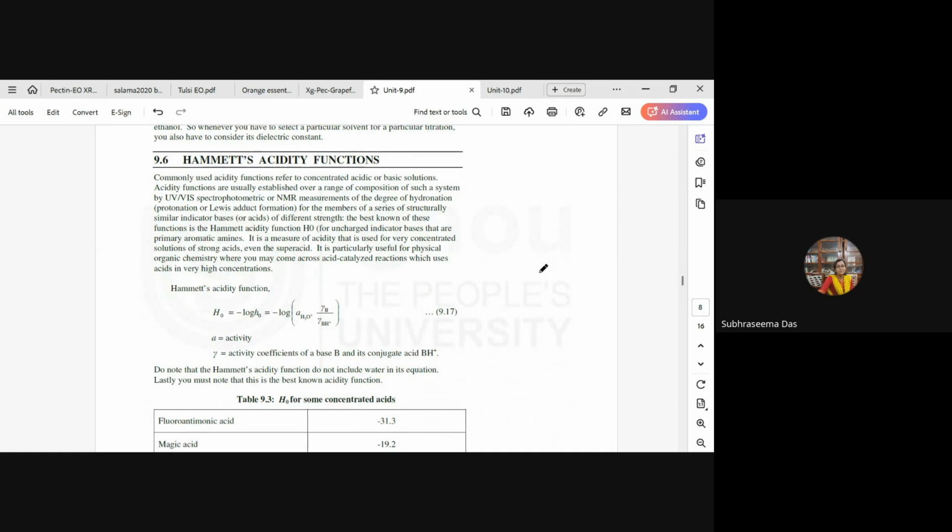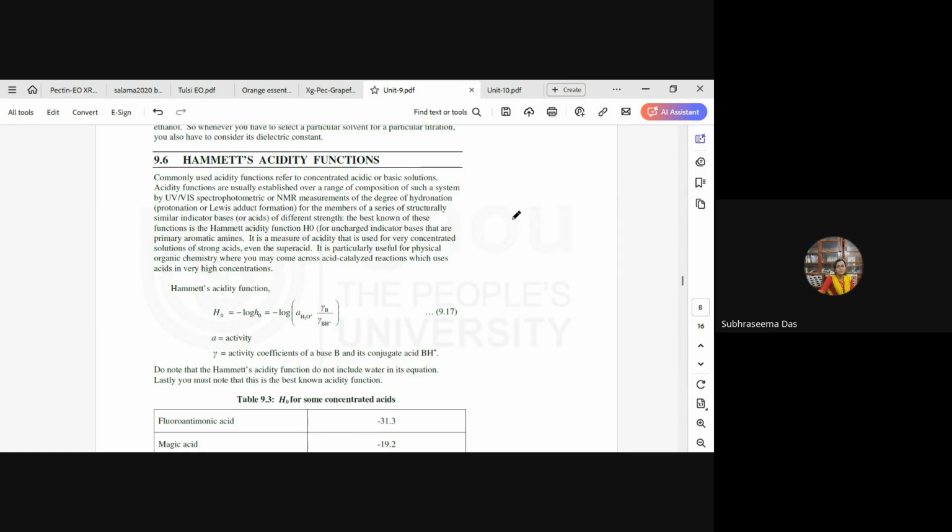Now coming to Hammett's acidity functions. Whenever we use acidity functions, we indicate whether they are concentrated acid or basic functions. Acidity functions are established over a range of compositions of such a system by UV-visible or NMR measurements, by the degree of hydronation, that is either protonation or the formation of a Lewis adduct, for the members of a series of structurally similar indicators or bases of different types.